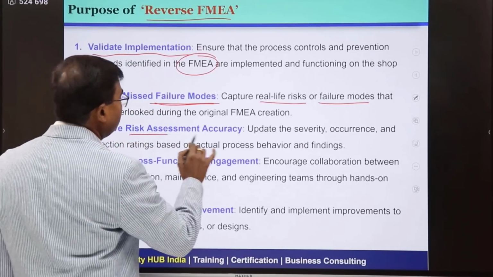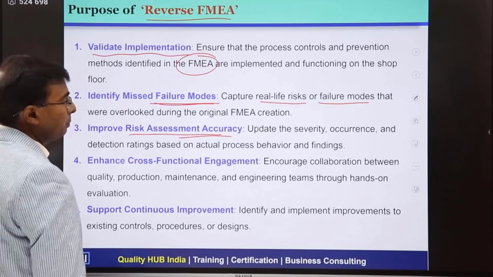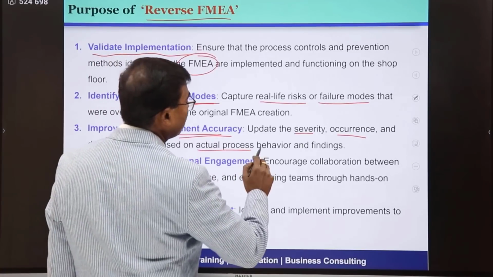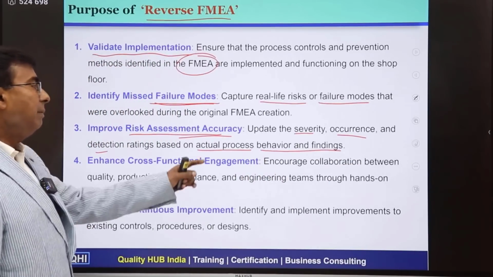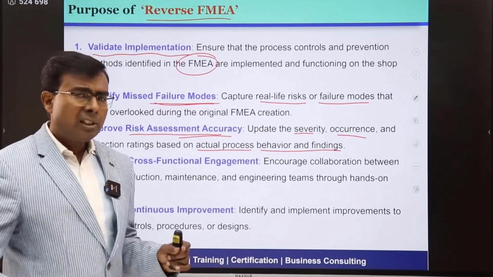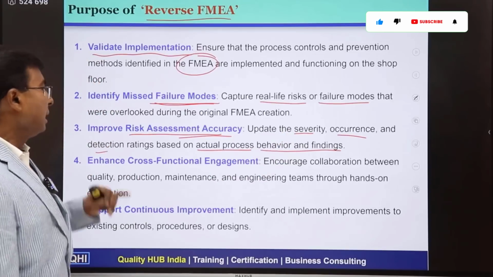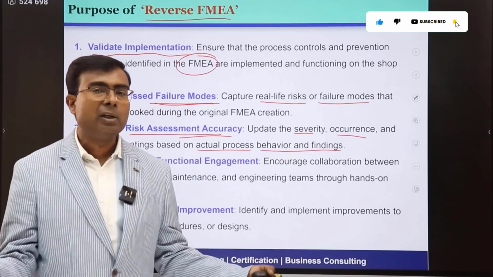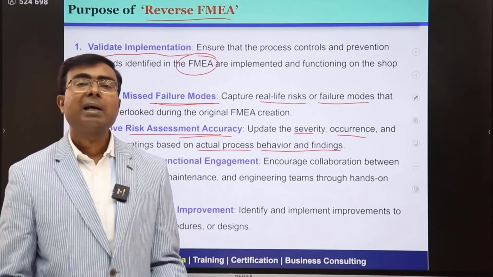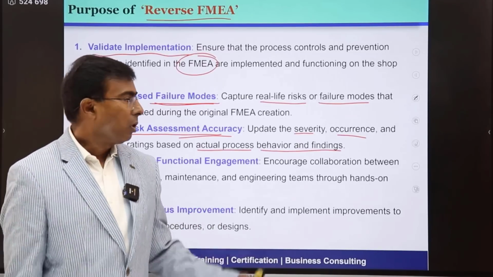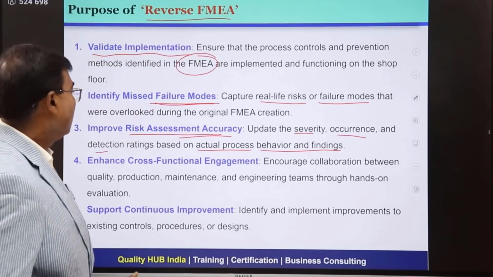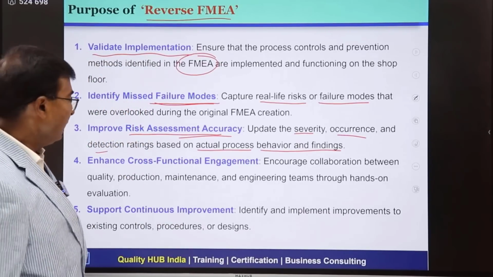Improving risk assessment accuracy is also one of the critical purposes. So update the severity, occurrence and detection ratings based on actual process behavior and findings. The initial ratings of severity, occurrence and detection were given during the initial phase, with certain considerations. Occurrence and detection ratings are normally given based on similar kinds of products and similar processes. But now, since production is happening for the same product and we are getting the actual data for severity, occurrence and detection, there could be slightly different scenarios. So based on that you can do a reverse FMEA.